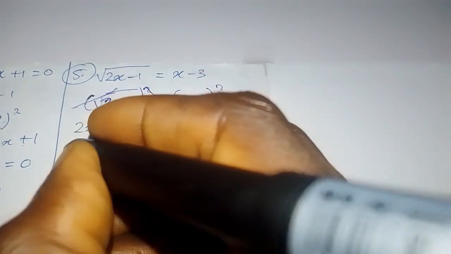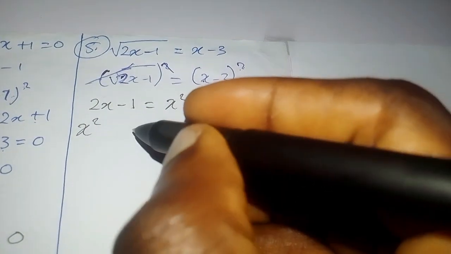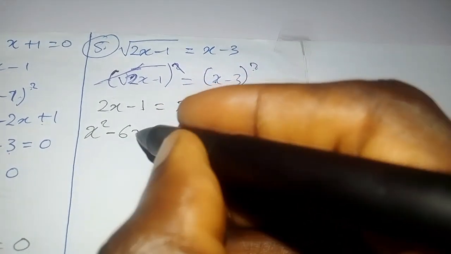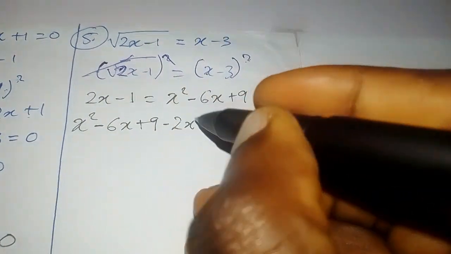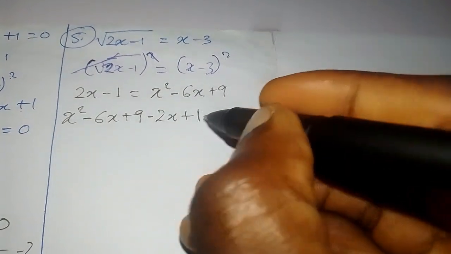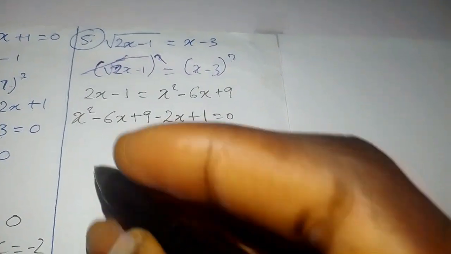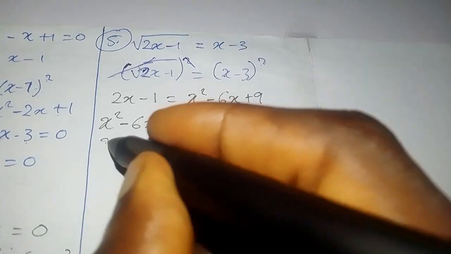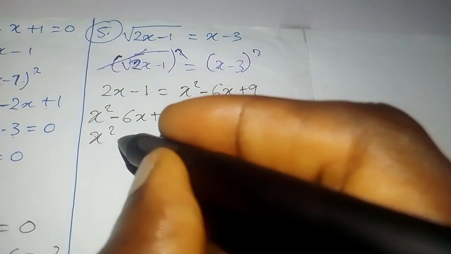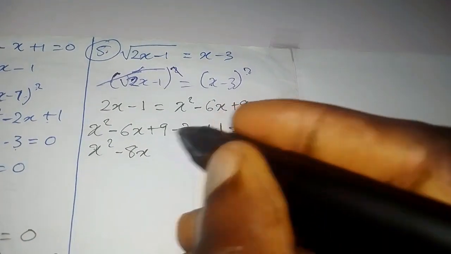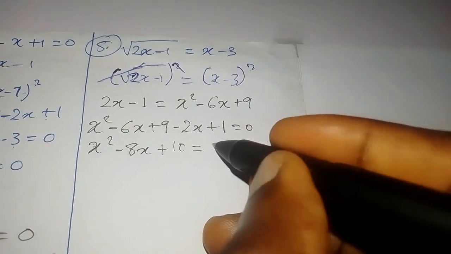So collecting like terms, I can say x squared minus 6x plus 9, bringing this one here, minus 2x, bringing this one here, plus 1 equals 0. So finishing this, I can say x squared minus 6x minus 2x, that's minus 8x, then 9 plus 1, that's plus 10, equals 0.